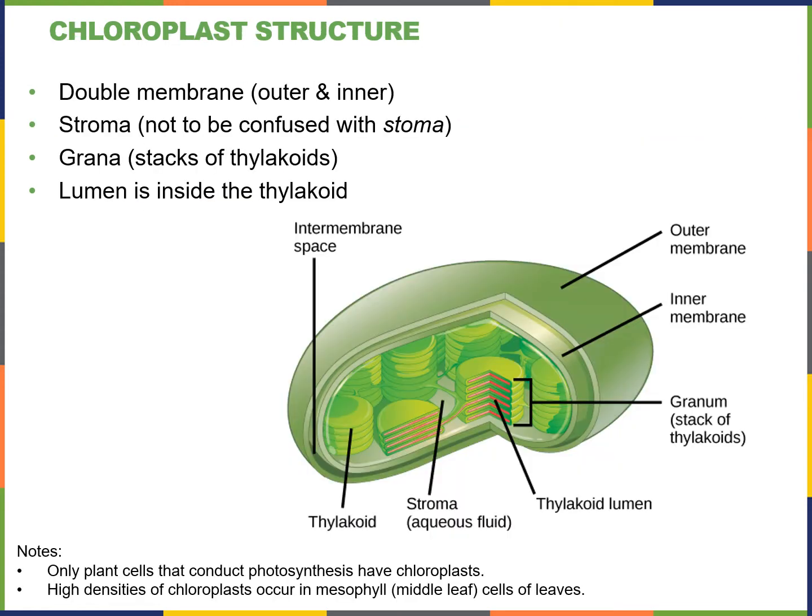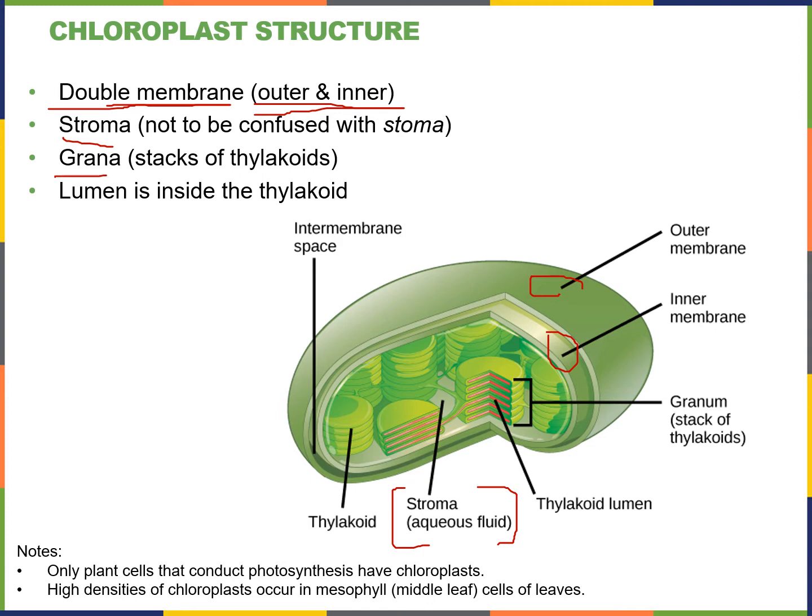Now let's talk in a little more depth about the structure of the chloroplast, where these light-dependent and light-independent reactions are actually taking place. So the chloroplast is a double membrane structure. There's an outer membrane and there is an inner membrane. It consists of stroma. Stroma is the aqueous fluid. Again, don't confuse stroma with stoma and stomata. They are two different things. The stroma is the aqueous layer that is found in the chloroplast.